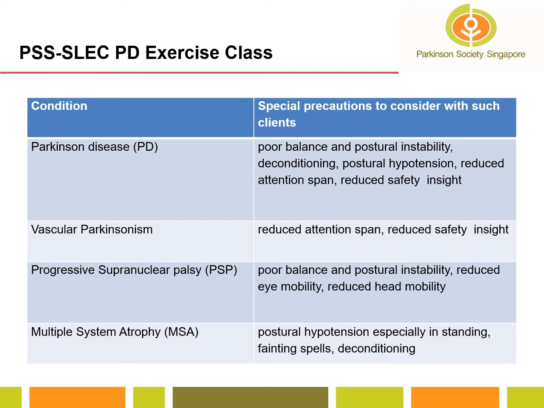Alright, so for Parkinson's disease, we do know that they have poor balance, they have issues with their postural stability. Some of them may be deconditioned, and very commonly they have postural hypotension. So when you are conducting the class and when you are performing sit to stand exercises, it is important for you to just make sure that everyone is feeling okay and they are not having fainting spells during your class.